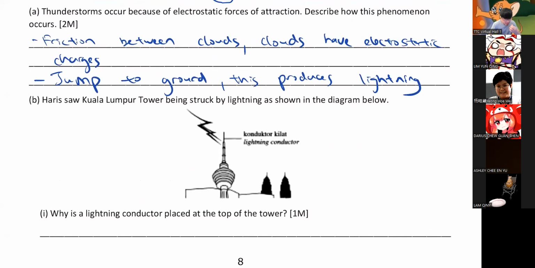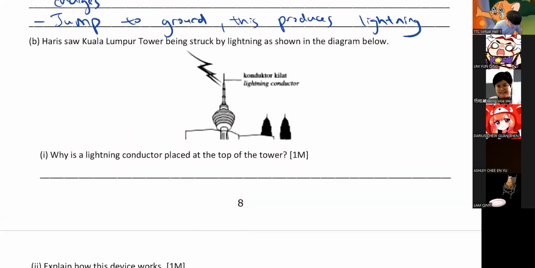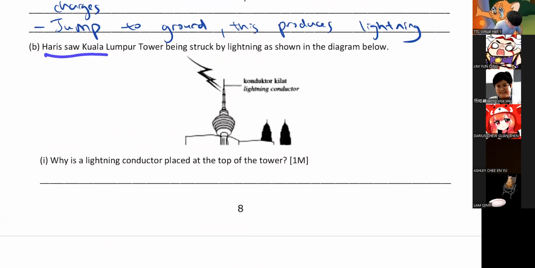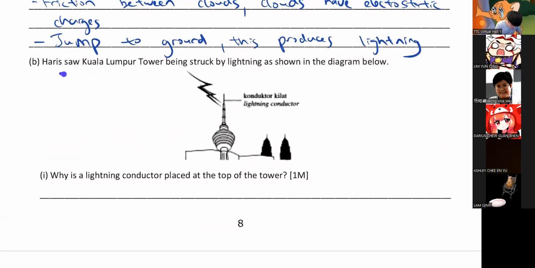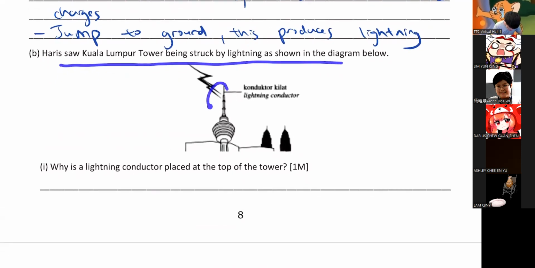All right, so as I said last week, when you have friction, you will have electrostatic, and this only takes place in insulator. 只有在绝缘体发生啊。When you rub plastic, you will get electrostatic. You won't get it from metal. There's no static in metal, you have to know. So B, Harry saw, we are in page 8, Harry saw Kuala Lumpur Tower being struck by lightning as shown. Okay, so there's a lightning here.